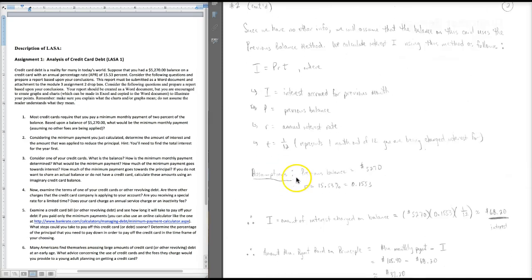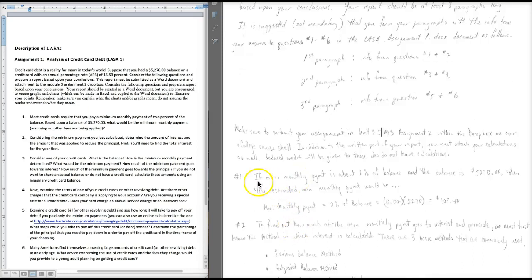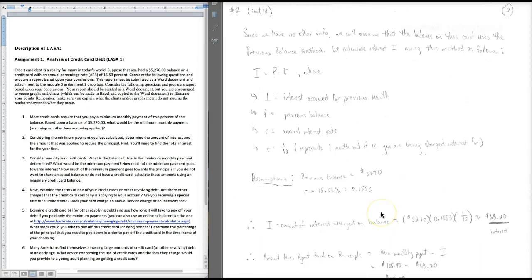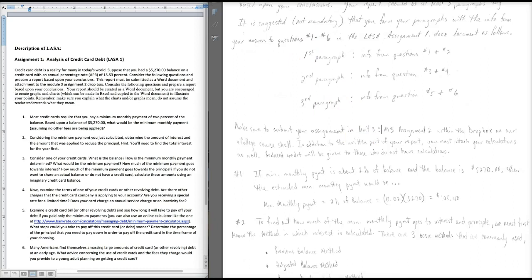Now for part 1, here it says, how do we calculate what's going to be 2% of 5,270? Well, we just take 2% of the balance, which is 0.02 in decimal form, and multiply that times 5,270. So it ends up being $105.40. So if we had this balance of $5,270, then of course our minimum monthly payment based upon that 2% rule would be $105.40. Okay.